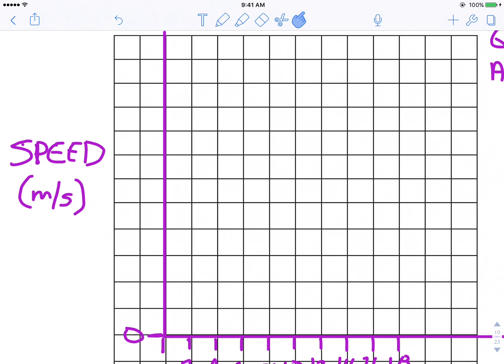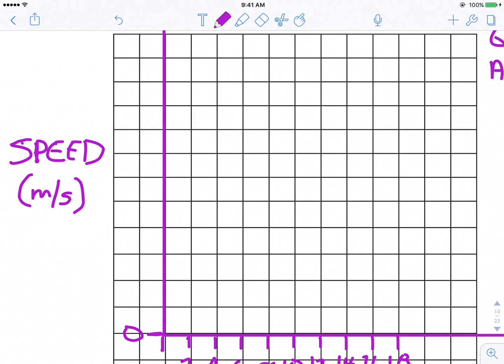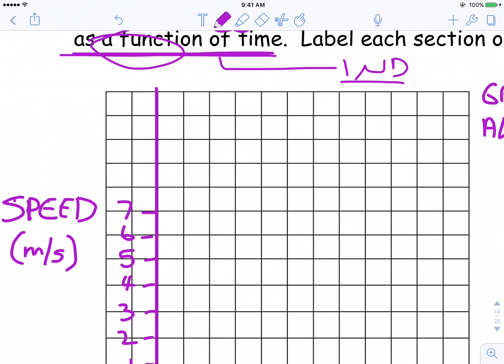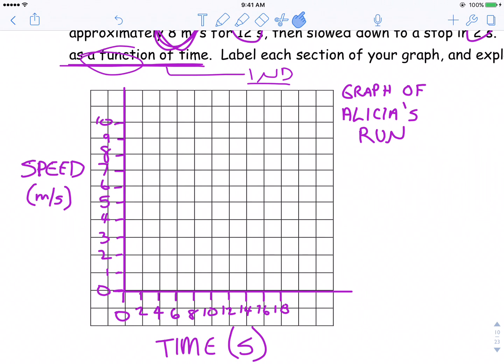If we go up by 2s, 8's only going to take us to here, and we've got all this extra space. So we don't want to squish our graph too much. Let's expand those, and instead of going up by 2s, just go up by 1. So this would be 1, 2, 3, 4, 5, 6, 7, 8, 9, 10, just to give us a couple of extras. Okay, so there is our graph.